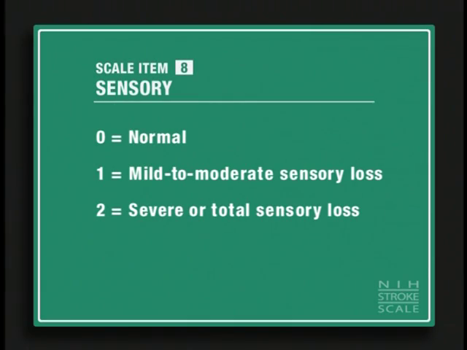Score a 2 when evidence confirms severe loss. Only give a 2 when a severe or total loss of sensation can be clearly demonstrated. Patients with brainstem stroke demonstrating bilateral loss of sensation also score a 2.